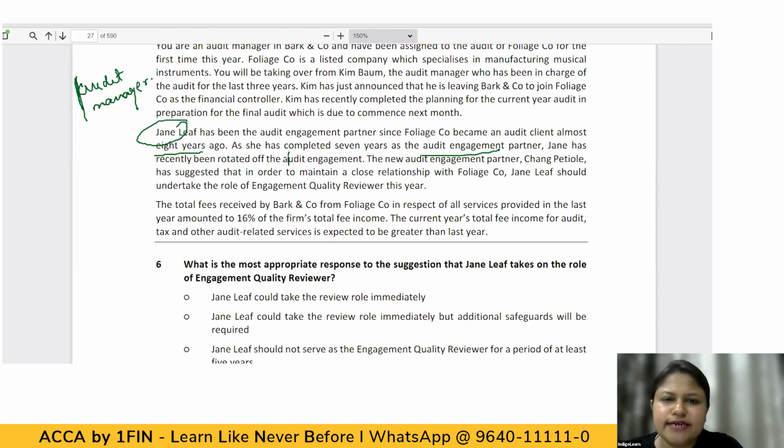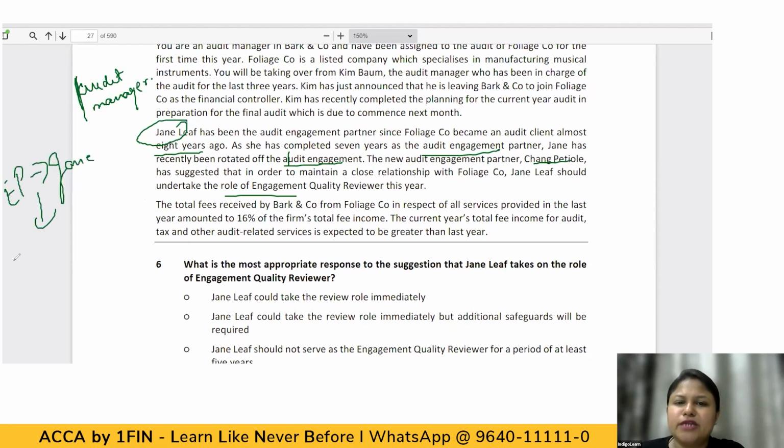Jane has recently rotated off the audit engagement. The new audit engagement partner, Chang Petiol, has suggested that in order to maintain a close relationship with Foliage Company, Jane Leaf should undertake the role of engagement quality control reviewer for this year. So the engagement partner was who? Jane Leaf. But this year there has been a change, and who has been appointed? It is Chang. Okay, the earlier ones were not engagement partners, they were audit managers. Now the engagement partner is also undergoing a change.